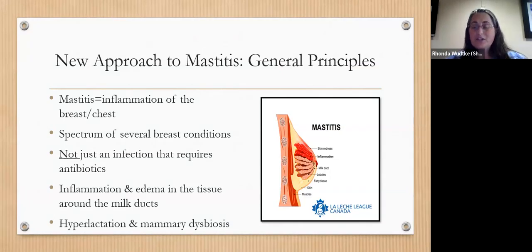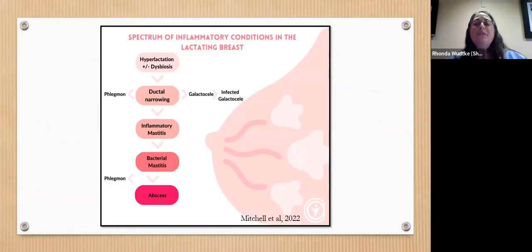And then hyperlactation, which I already alluded to, that oversupply of milk, more than what our babies need, and mammary dysbiosis, okay? Mammary dysbiosis is when we have an increasing number or too many of the bad bacteria, the pathogens, the infection-causing bacteria, and we have decreasing amounts of that healthy family, that good bacteria that we want in our body. So these are the different ways of looking at the spectrum.